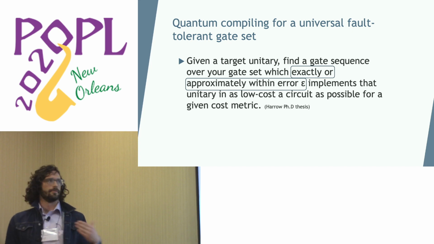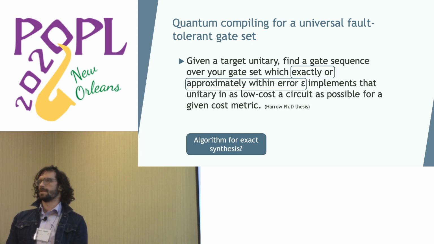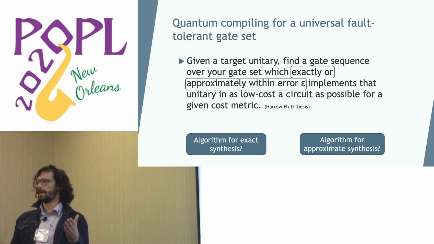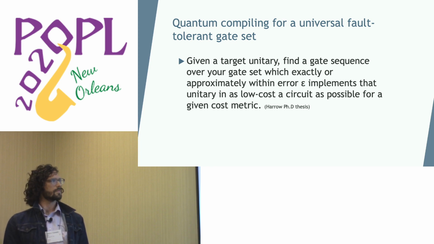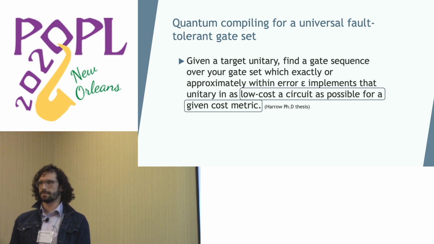Exactly or approximately, within error epsilon, implementing. This means, do I have an algorithm for exact synthesis? When I know a circuit is in my gate set, can I synthesize that circuit? Likewise, when I know the circuit is not in my gate set, can I synthesize that circuit? And then as low cost a circuit as possible for a given cost metric.